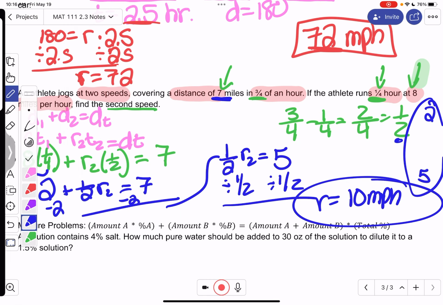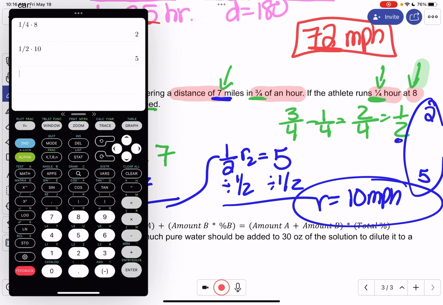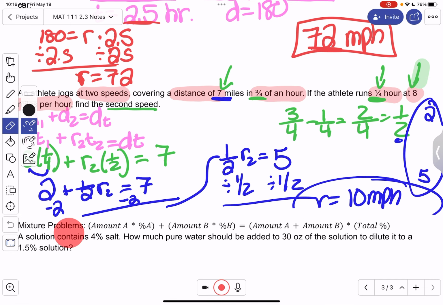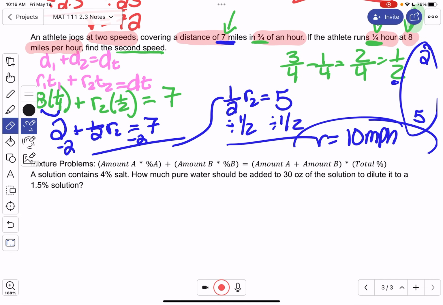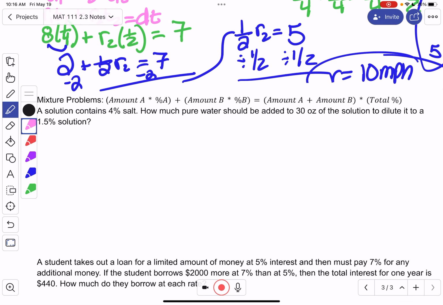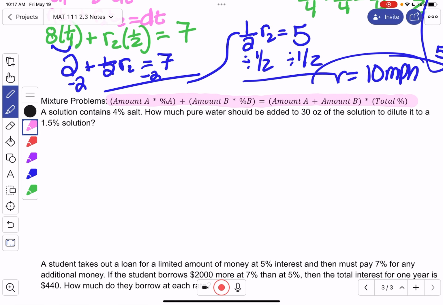Another type of problem you're going to see is a mixture problem. Where we're mixing two different things together to get a solution, and we're trying to figure out how much to do that to get the solution we want. So this equation, amount A times percent A plus amount B times percent B equals amount A plus B times total percent. You'll have that equation on your note sheet. I'm just going to show you how to use it.